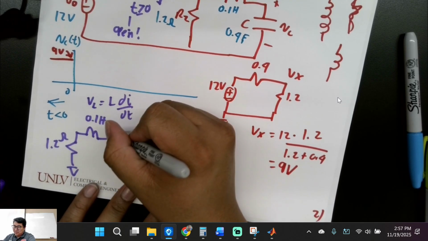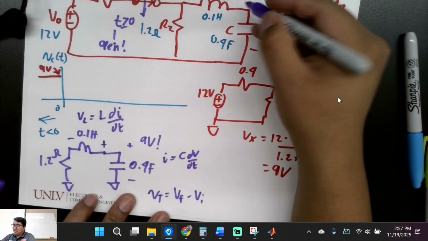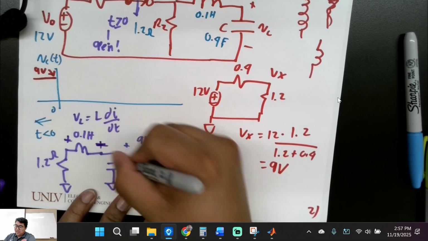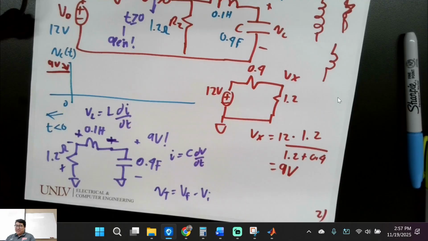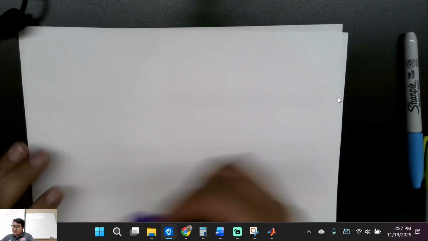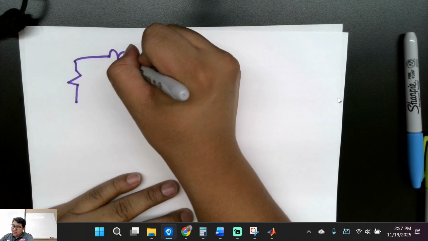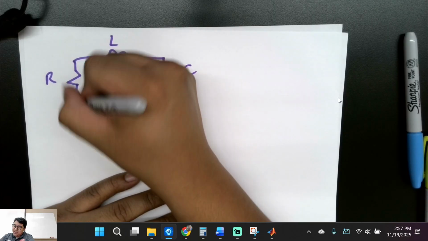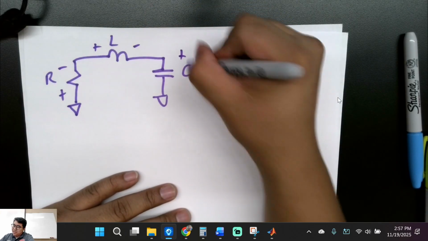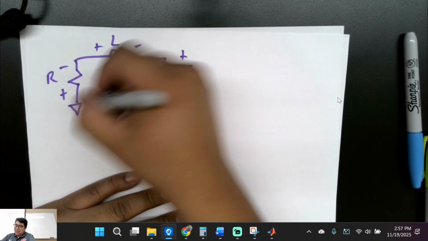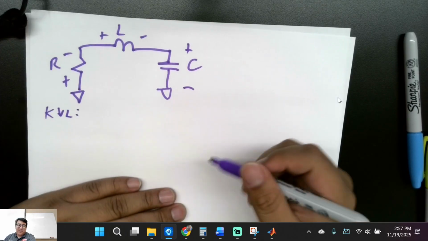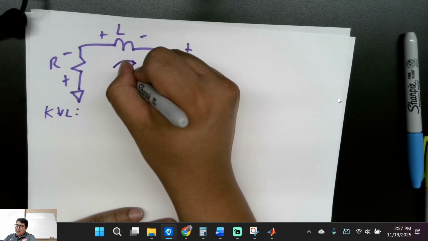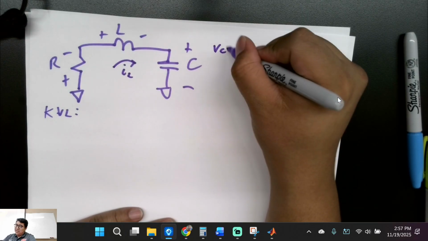Anyway, let's see how I want to solve this. Plus, minus, how do I want to do this? Our current's going this way, so that means plus, minus, plus, minus. Let's just go over the fundamentals. Resistor, inductor, capacitor. I'm going to call this one R, L, C, okay? Plus, minus, plus, minus, plus, minus. Let's do KVL. Let's not forget this. And this is IL, and this is VC right here.